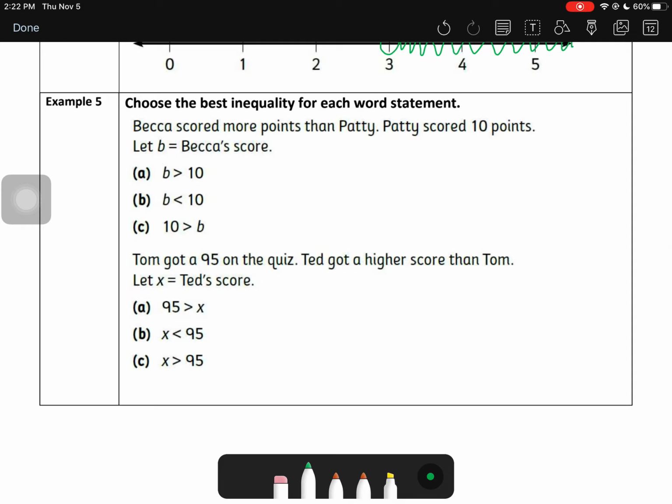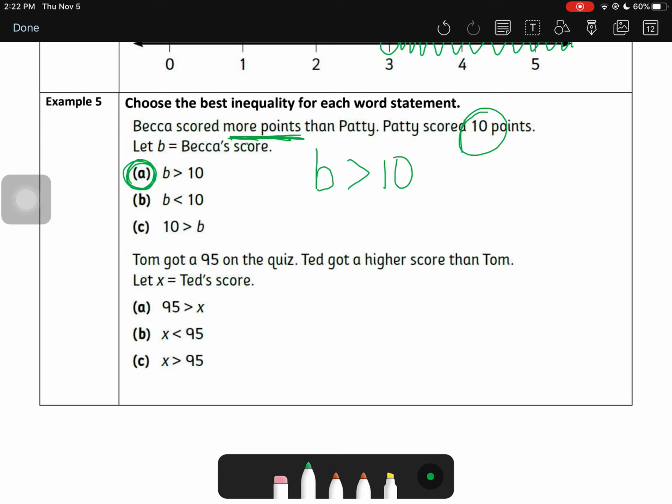Next example, choose the best inequality for each word statement. Becca scored more points than Patty. Patty scored 10 points. Let B be Becca's score. So B is Becca's score, and she scored more. More is greater, and it has to be more than 10. So Becca is bigger than 10. That's going to be letter A.